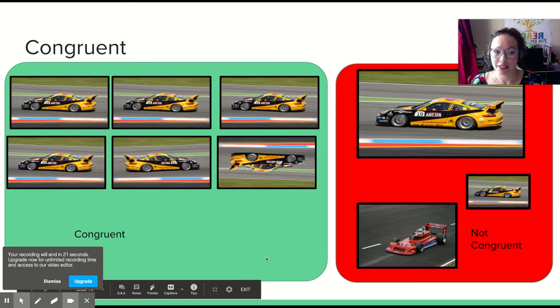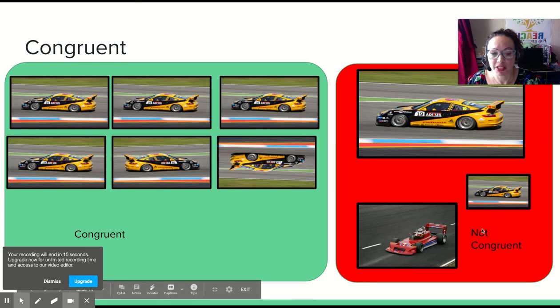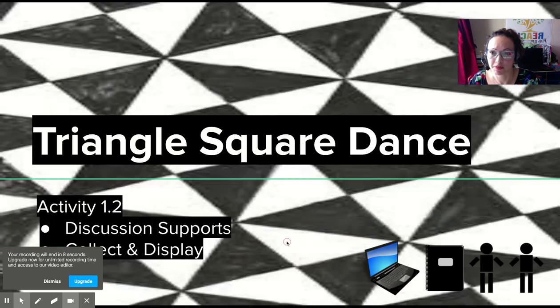Congruent means the same. So you can see all of these are the same. Even though this one's upside down, we could rotate it and make it the same as the others. This one's been flipped, but these are different sizes or different images. So we're going to look at something called the triangle square dance, and we're going to look how images move.